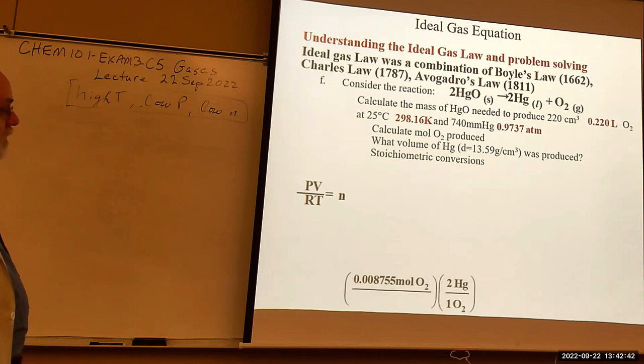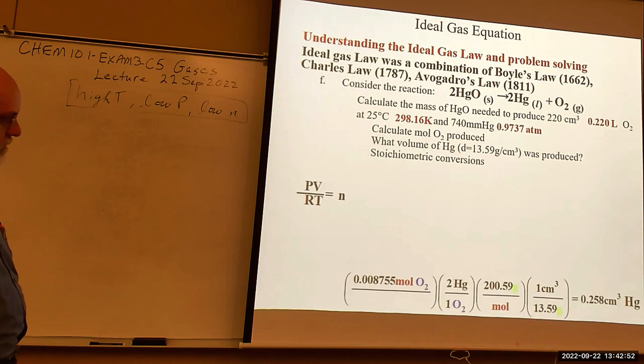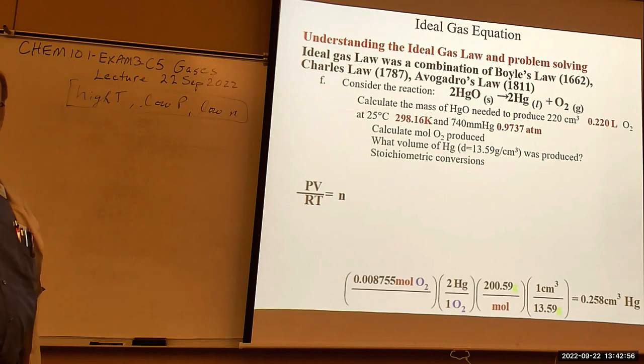Let's see, what volume of mercury was produced? Well, if you know the mass and you know its density, you can find the volume. Just another equation to solve. It's not much, but it's solvable.